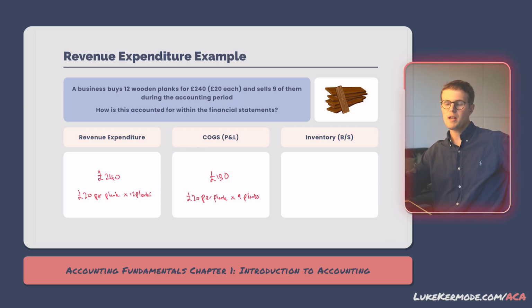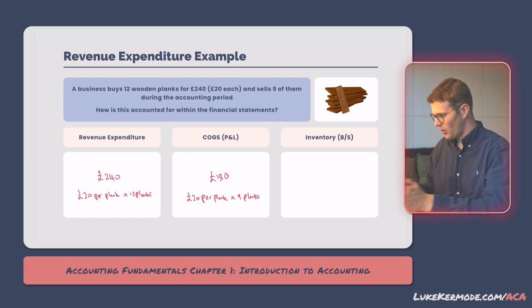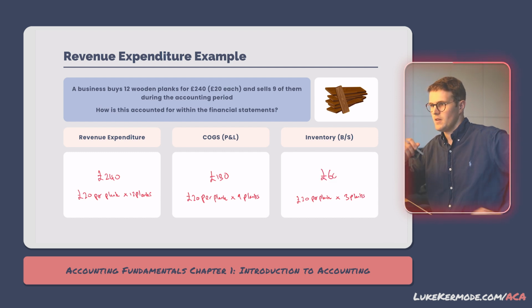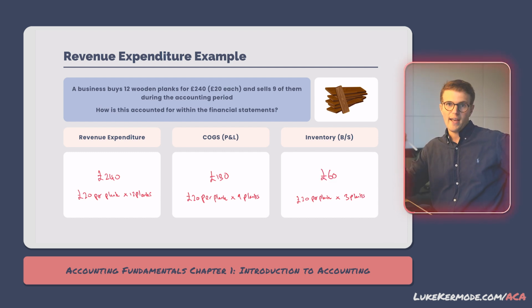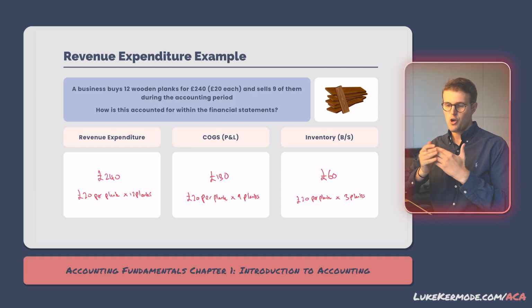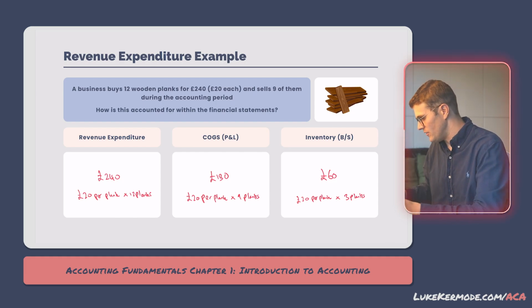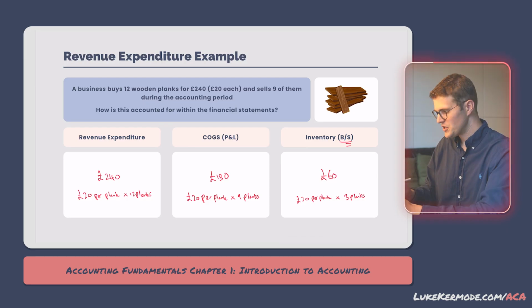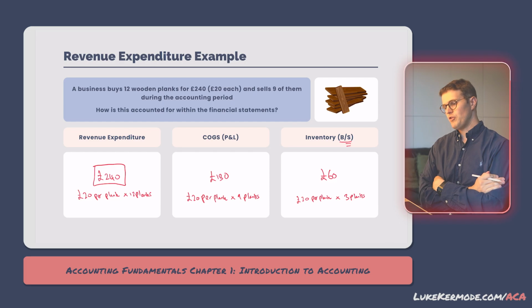But what about the 3 planks that weren't sold? Well, their cost is going to be £20 per plank times 3 planks is £60. This cost is not expensed during the period. Instead, it's shown as inventory on the statement of financial position. So it's important to understand that the entire £240 that was spent on trading stock is classified as revenue expenditure.